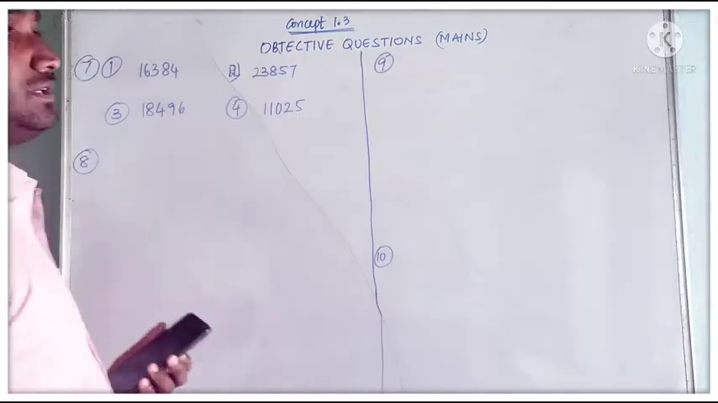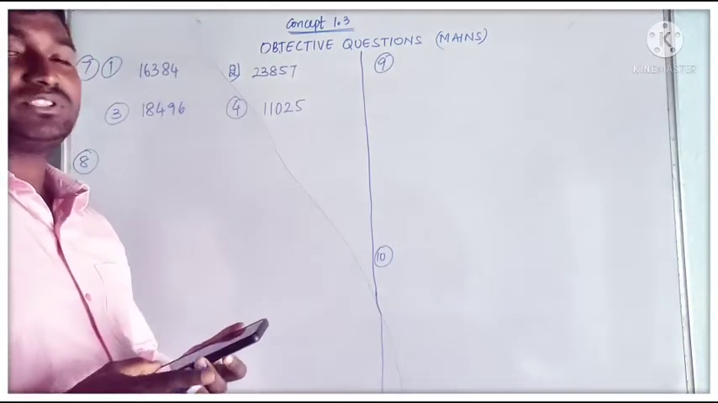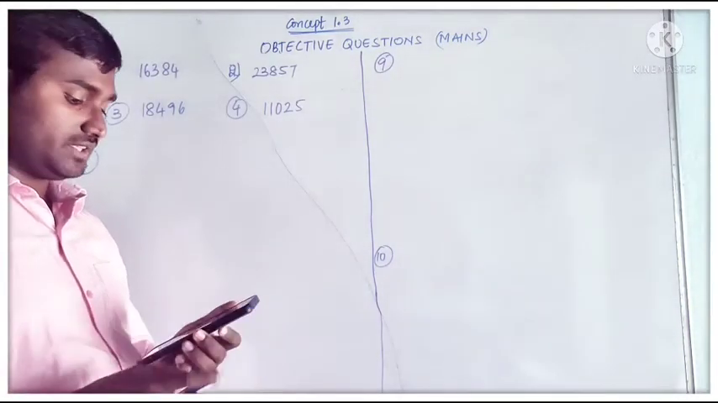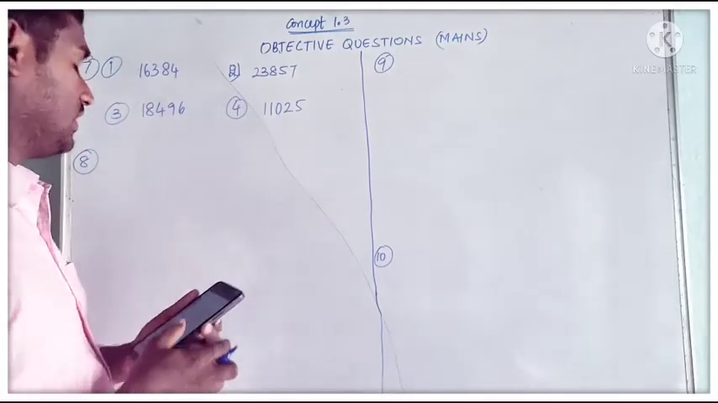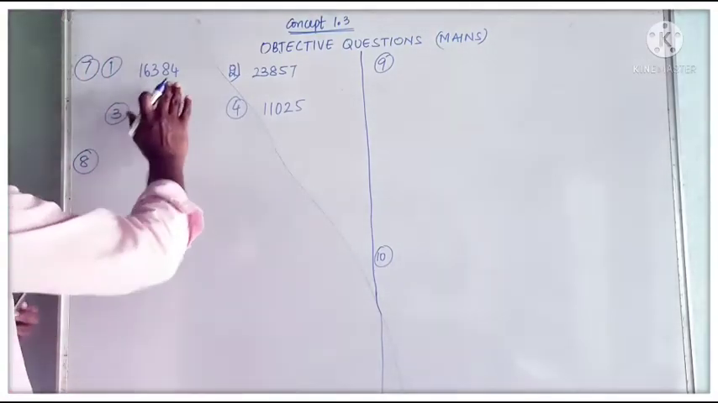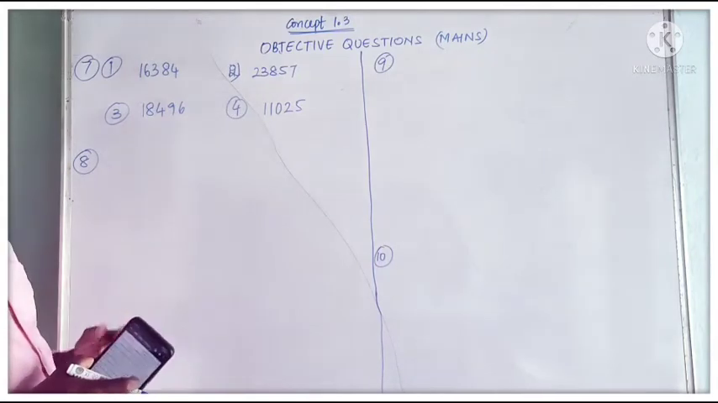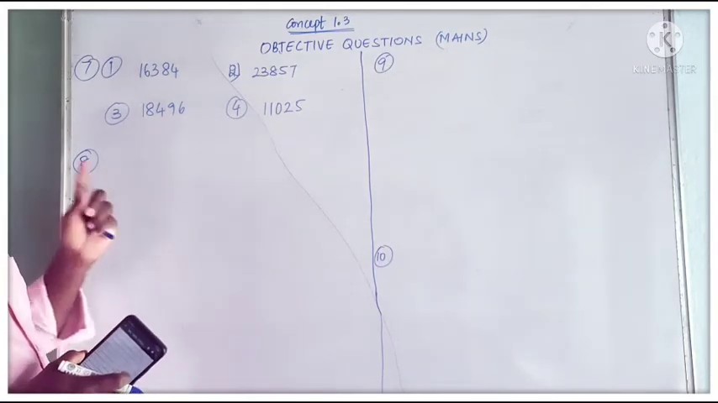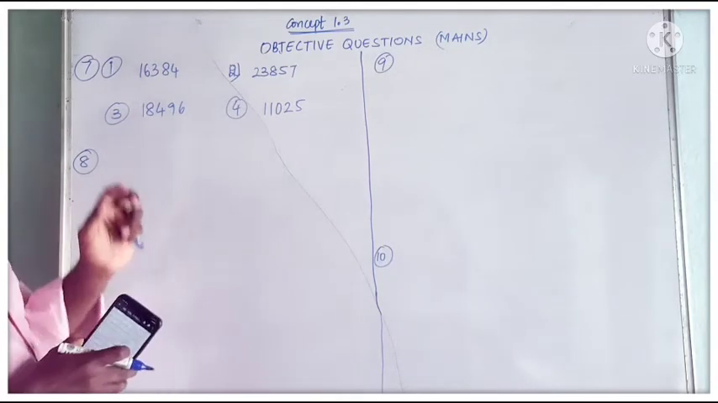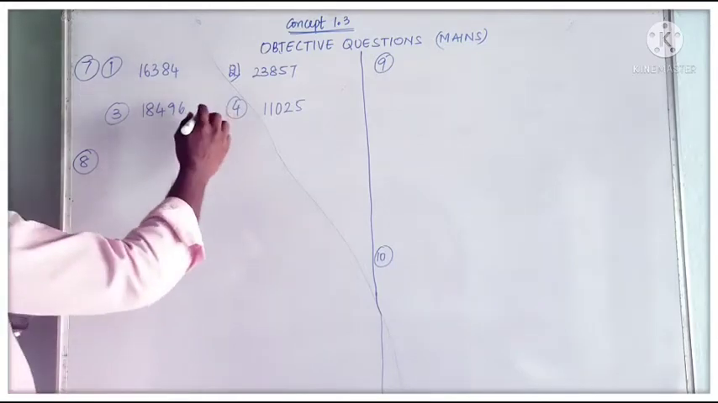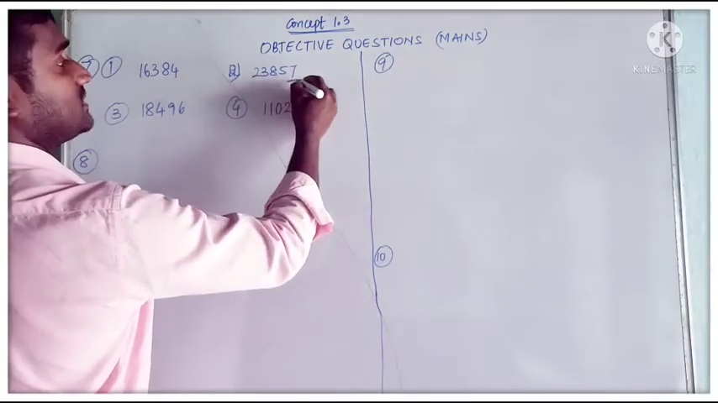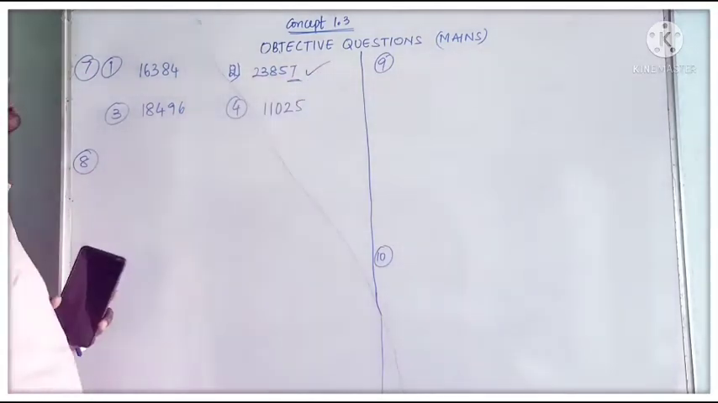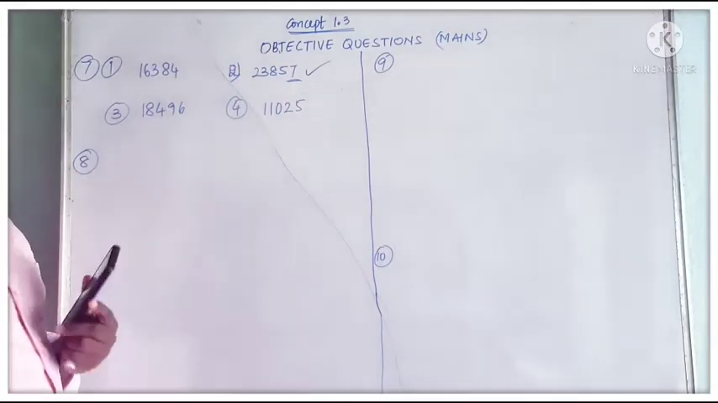Now I am going to discuss the objective questions, the 7th question in that. Which of the following is not a perfect square? We know that if a number ends with 2, 3, 7, 8, it can never be a perfect square. Your option 2 ends with 7, so it can never be a perfect square. So the required answer is option 2.